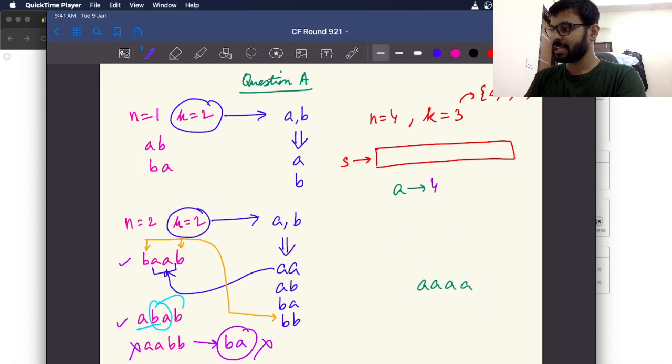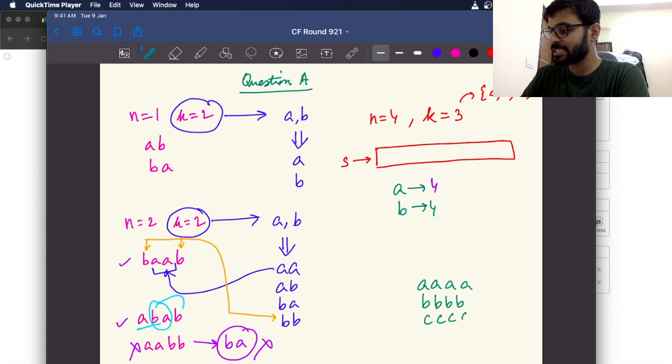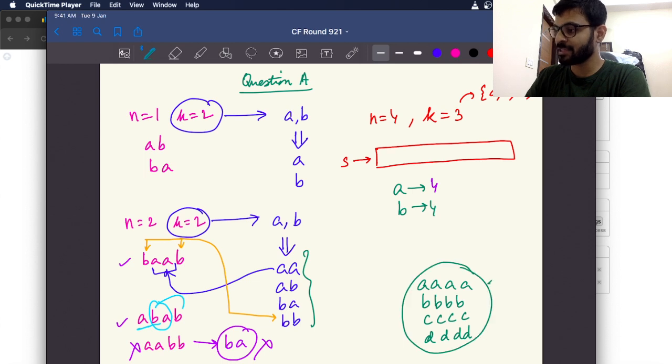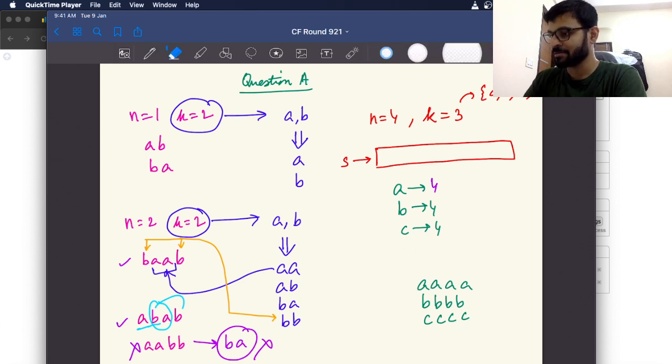Similarly, we can say that BBBB also is a part, must be a subsequence, which means B has to be present 4 times. Among this, just like this will fall in the mandatory subsequences of the string that I'm trying to form. C must be present 4 times. D is not there, so ABC, that's it. Which means that each character must be present n times. This is the total length I must be reaching. My total length has to be greater than or equal to this.